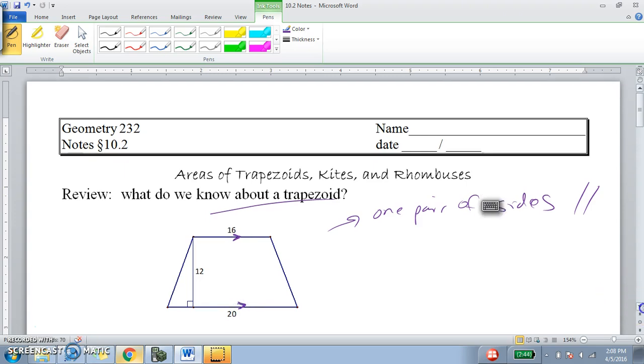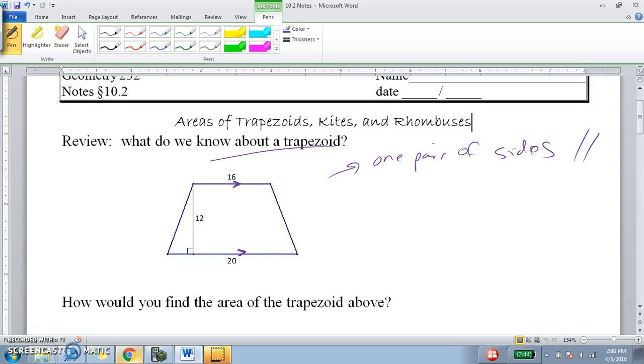So, to find the area, we already know how to find the area of triangles and rectangles and parallelograms. So if I look at this trapezoid, I could find the area by just breaking it into two triangles. So this triangle right here, this triangle right here, and then this rectangle right here. So if I find the area of one of those triangles, we know the formula for area of a triangle is 1/2 times base times height.